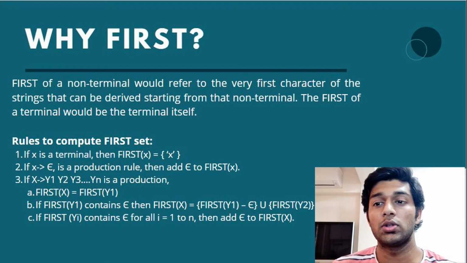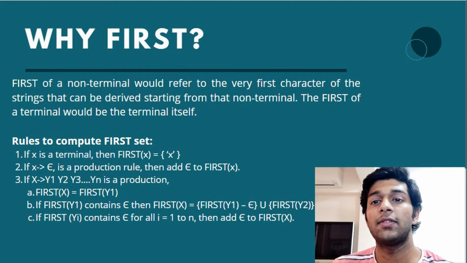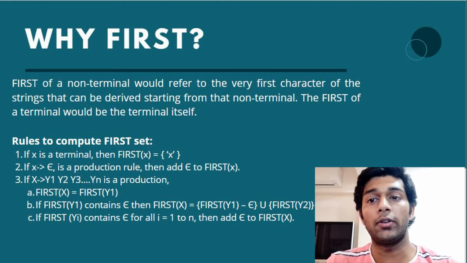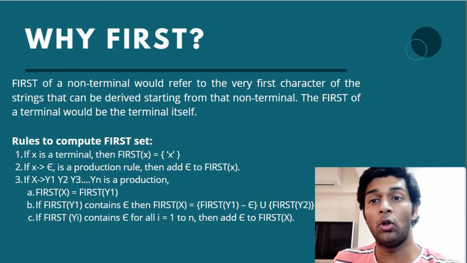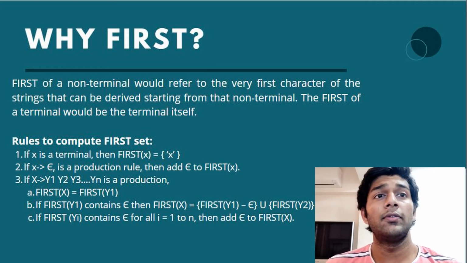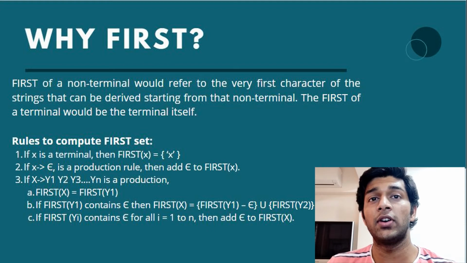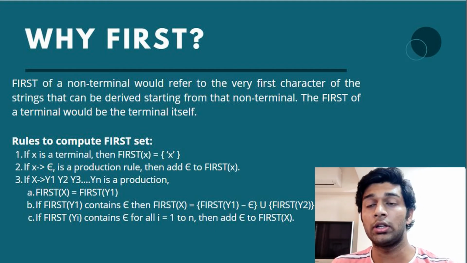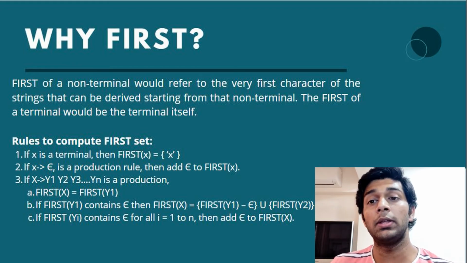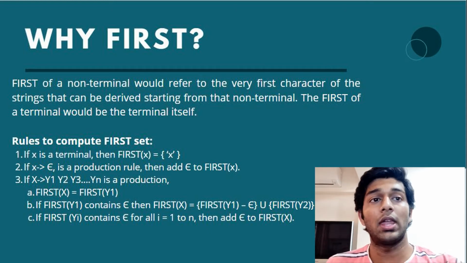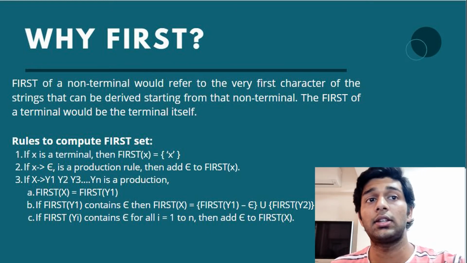First and follow is a two-step process. Firstly, we start off with finding first for a given grammar, and then using that first, we proceed to find follow. So why do we need first and what does it do? First of a non-terminal refers to the first character of strings that can be derived starting from that non-terminal. The first of a terminal would be the terminal itself. The last point is something that we need to take care of. There are certain rules given to find the first set of a given grammar.